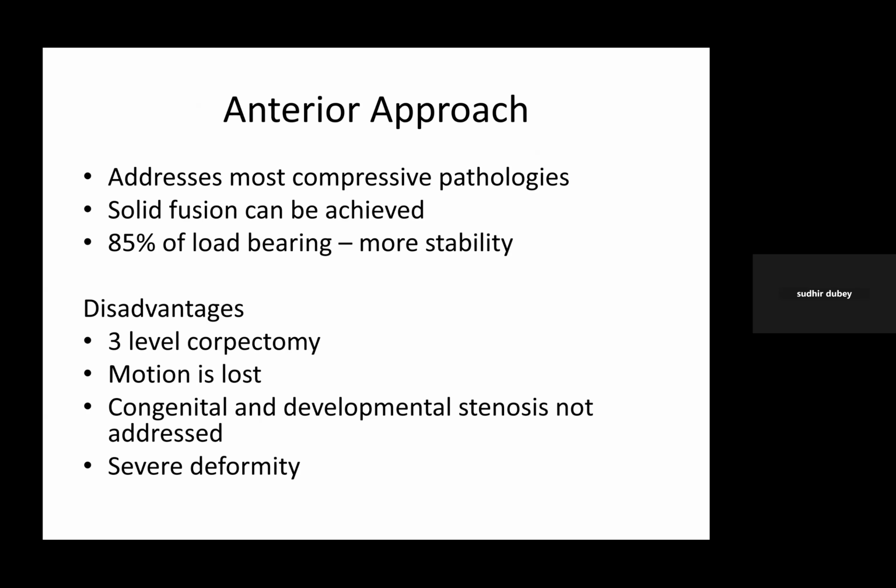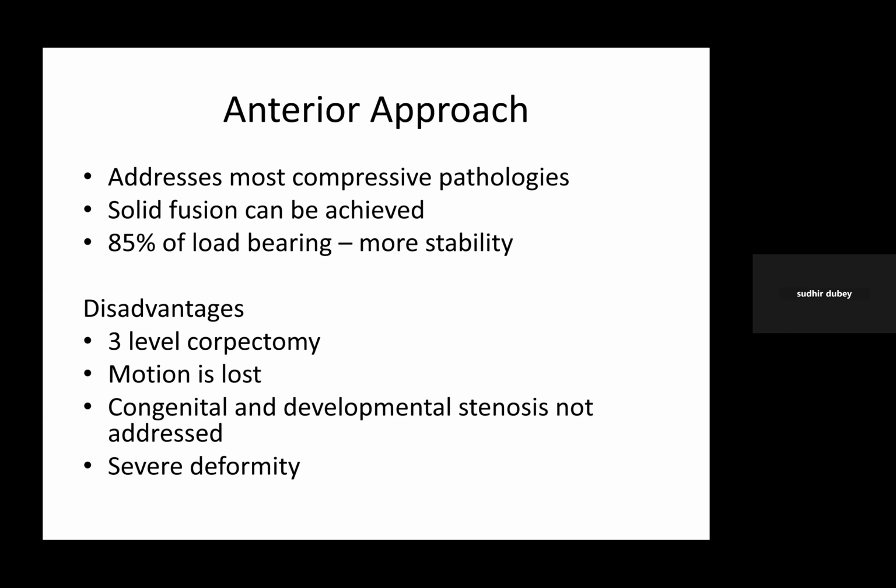Anterior approach is always better because the nerve root, when it exits the spinal cord, will drape over the disc and then go outside in the front. So the anterior portion of the root is basically the disc, and if you approach it anteriorly, the anterior pathology is addressed more completely and well. Solid fusions can be achieved because bone-to-bone fusion is the most optimum fusion. 85% of load bearing in young people is from the anterior part.